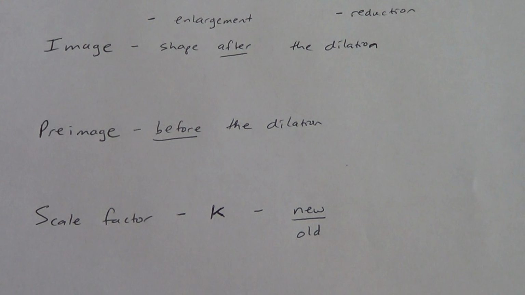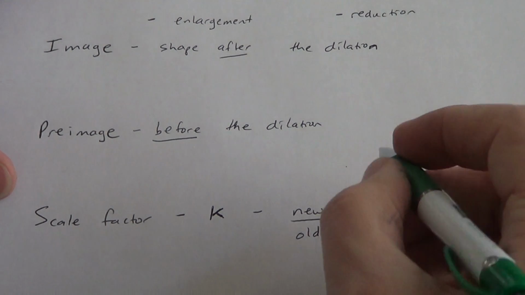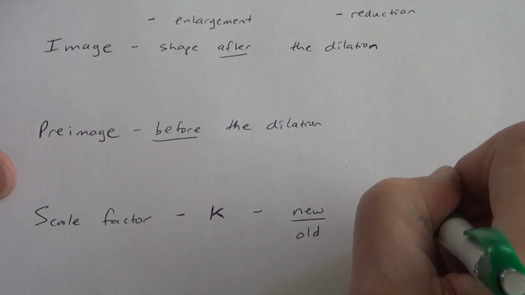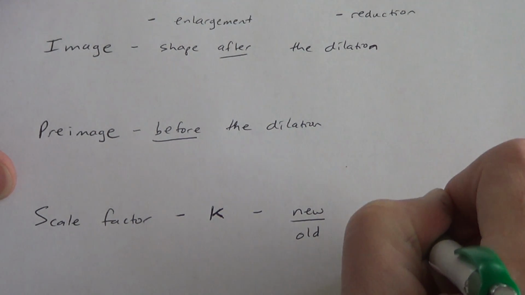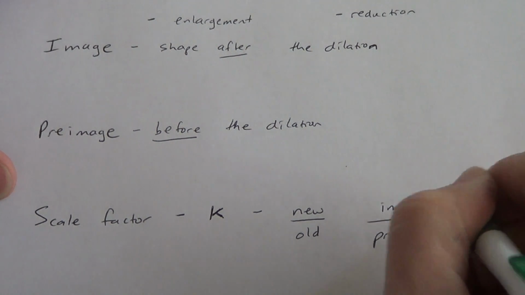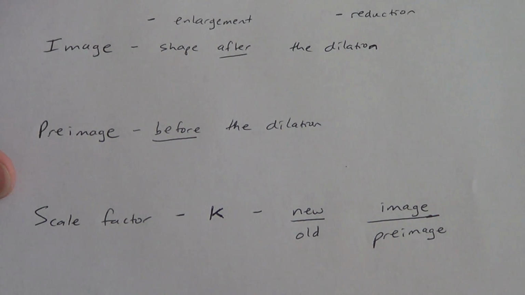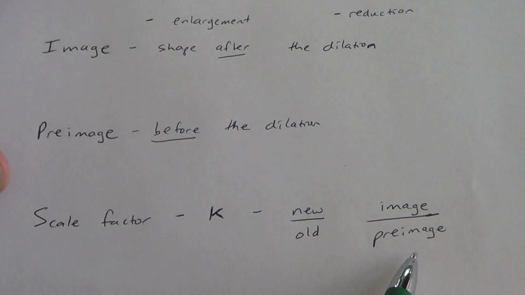If they don't give you which one is new and old, then they'll say something like find the scale factor from triangle ABC to triangle XYZ. You put ABC on top, so first one goes on top there. So if they say from ABC to XYZ, then we always put that on top. But if you know which one is new and old, you always put new over old. Another way to say that would be image over pre-image. Image, remember, is new, it's after. The pre-image is the old one, it's before.